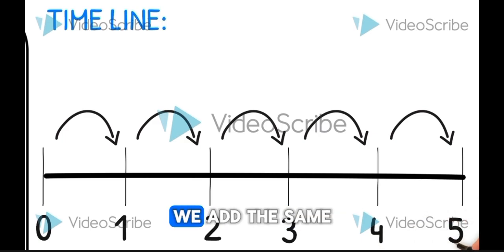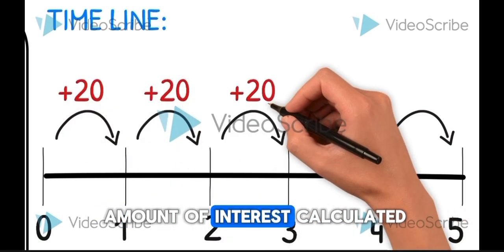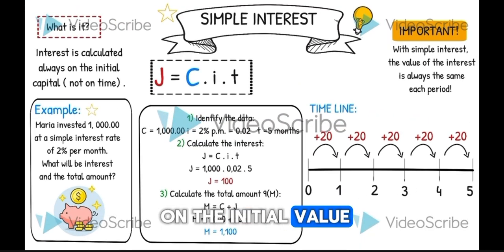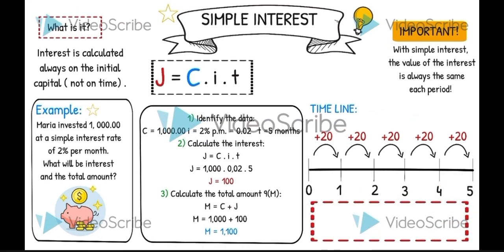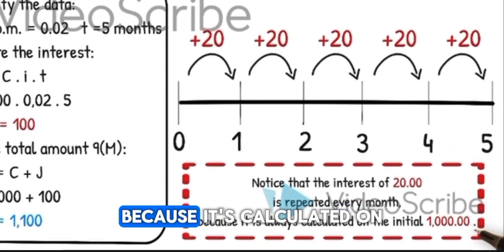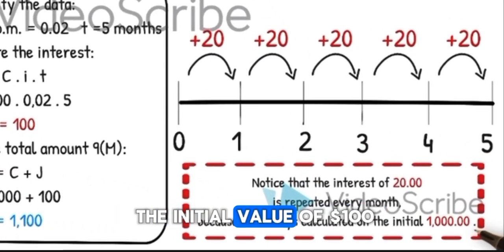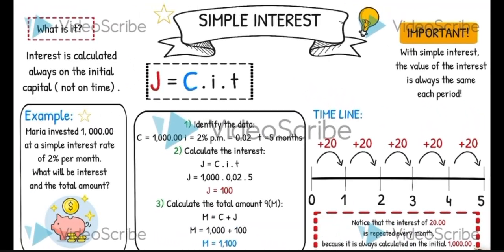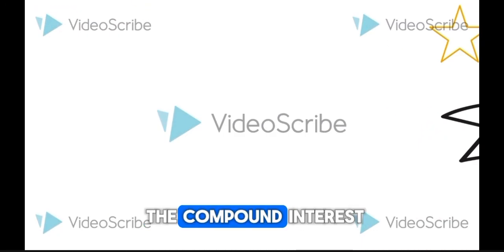Five months later, we add the same amount of interest calculated on the initial value. Note that the same $20 interest is repeated every month because it's calculated on the initial value of $100. Now let's talk about compound interest.